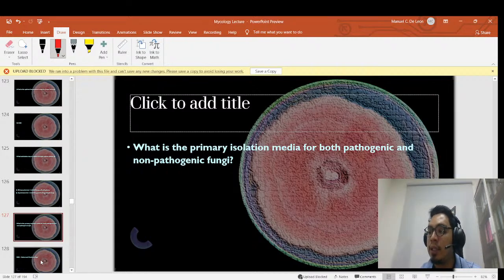Primary means this is the first one that you use. A lot of hospitals have this. This is known as your SDA. This is actually what it looks like. This is sterile, and it was manufactured by a company. It was sent to us in bulk.